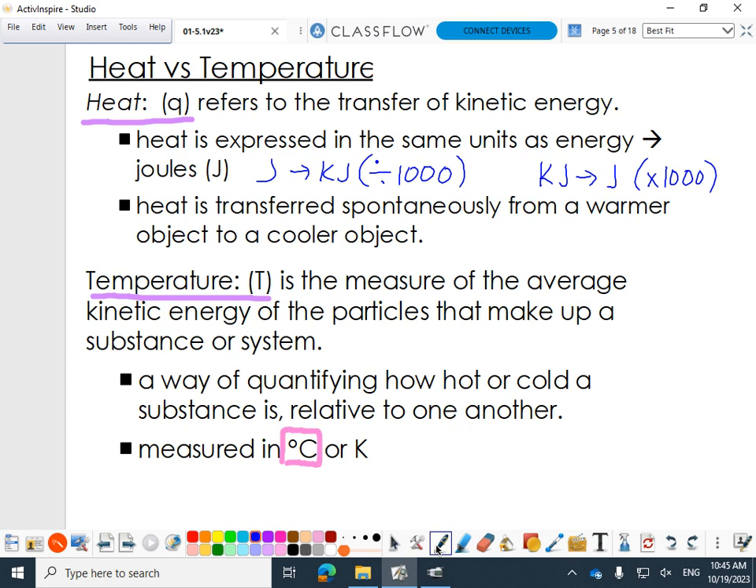Because we are a simple lab, we're going to use degrees Celsius. We do not have thermometers that measure in Kelvin. Again, if you continue with chemistry, you might do conversions or have different equipment, but we're going to stick with degrees Celsius.